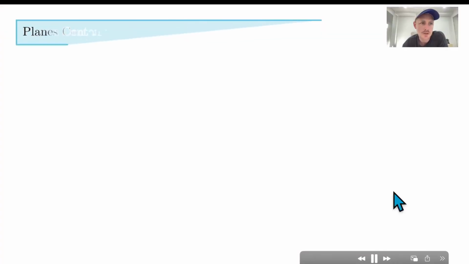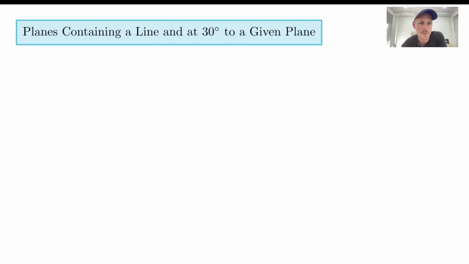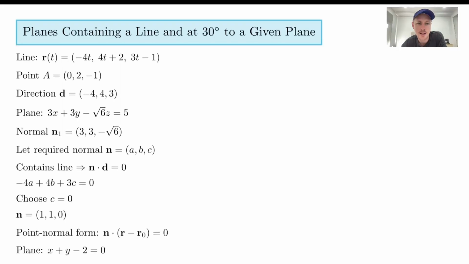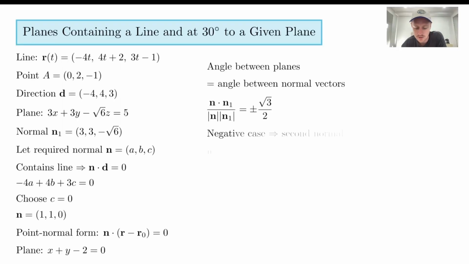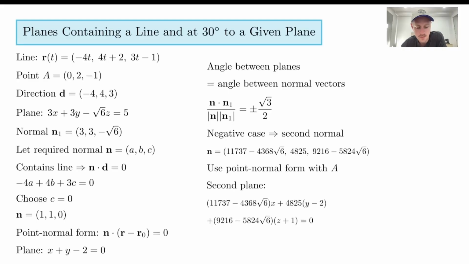All right, so I'm going to do my best to explain this problem here, but basically it's a problem about planes containing a line and at 30 degrees to a given plane. So I'll just read out the problem. It says, find the equation of a plane that contains the line r of t equals this and makes an angle of 30 degrees with the plane 3x plus 3y minus the square root of 6z equals 5. Obviously the solution's here, but I think it's quite in-depth knowledge about vectors here, so I wanted to visualize it and hopefully make it make some sense for us.